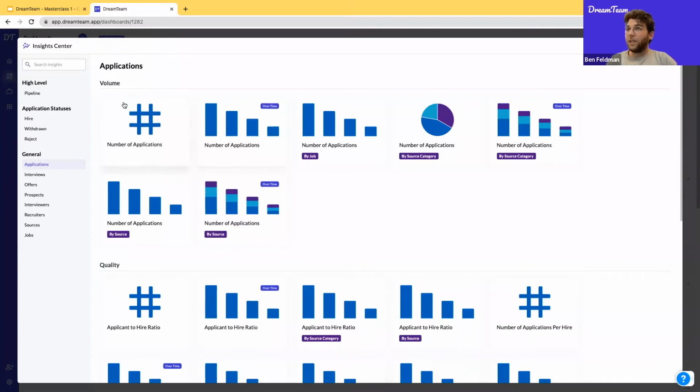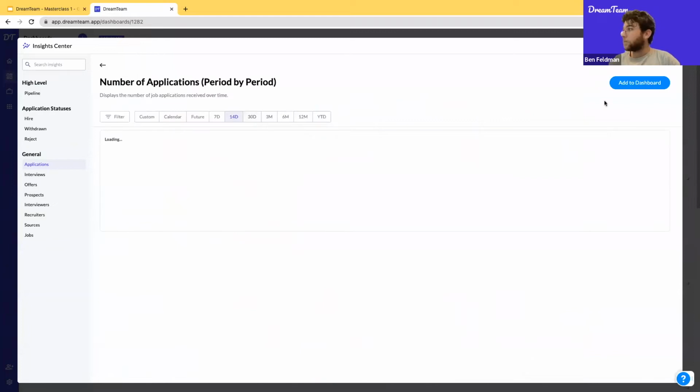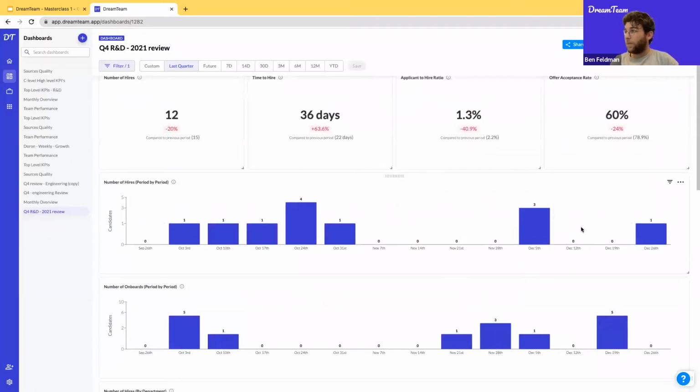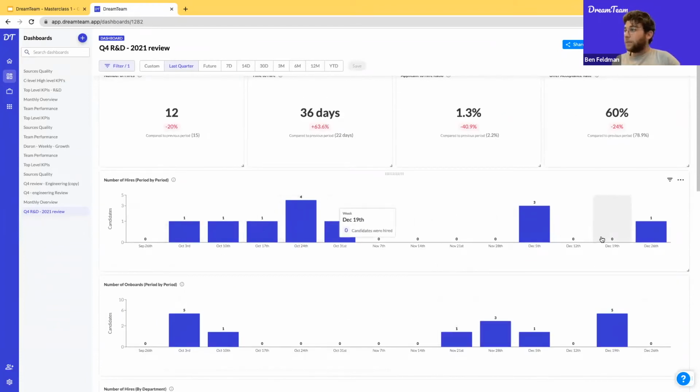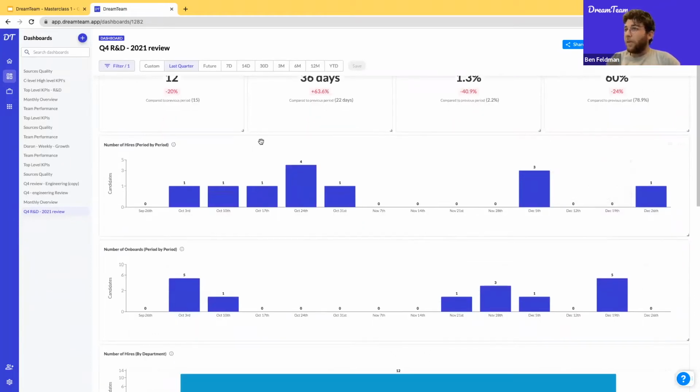And I'm interested in seeing volume, like we discussed. I'm going to say number of applications over time, and I'm going to add that to my dashboard. Now let's go through the rest of these and see what is of interest. Number of hires by period. I'm not going to look for any insights. I'm just seeing what's interesting. So we have number of hires, period over period. I'm going to keep that.